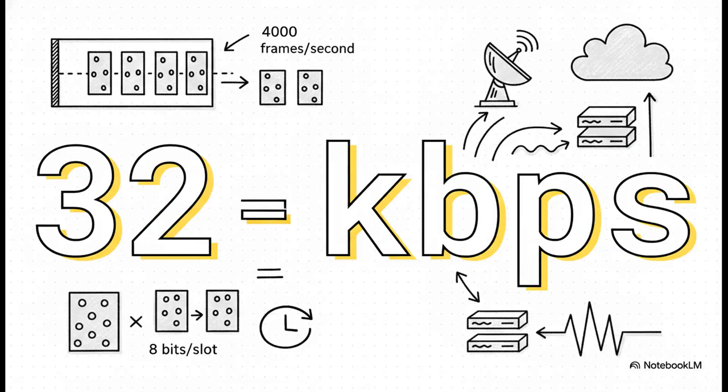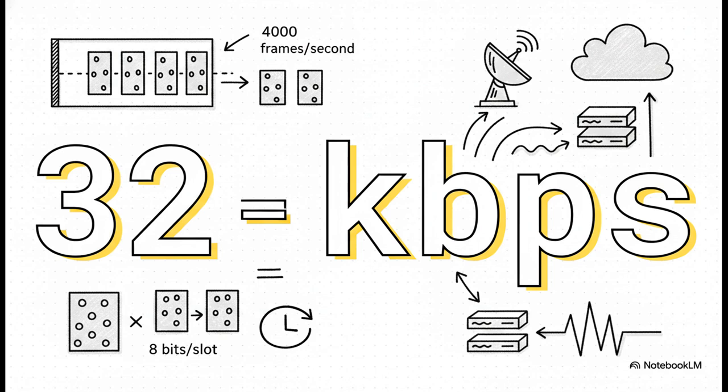All right, time for a quick mental math break, because this exact calculation shows up on exams all the time. Say a TDM link transmits 4,000 frames per second, right? And let's say each slot contains 8 bits. What's the transmission rate? It's super simple. You just multiply those 4,000 frames by the 8 bits, and boom, you get 32,000 bits per second, or 32 kbps transmission rate.